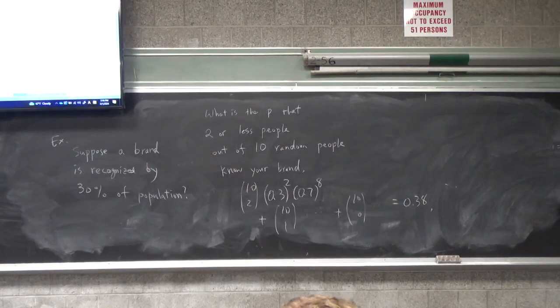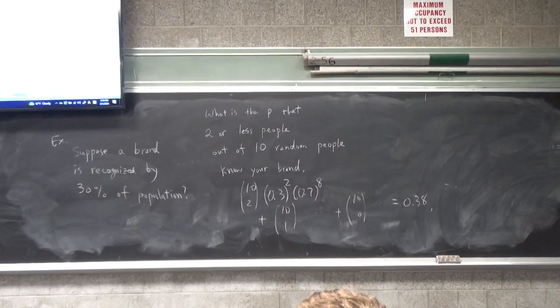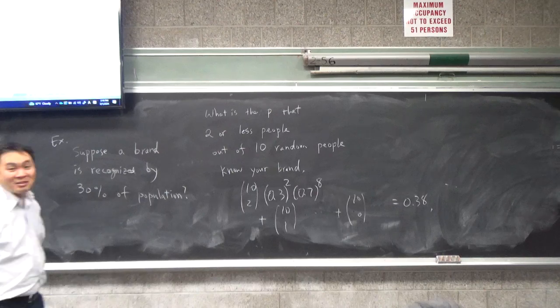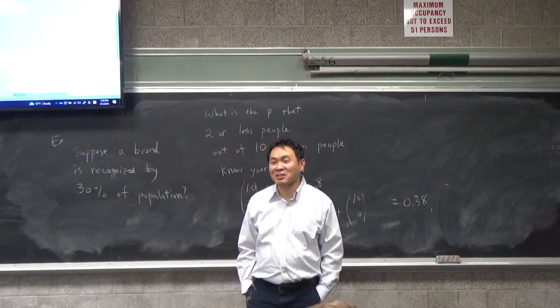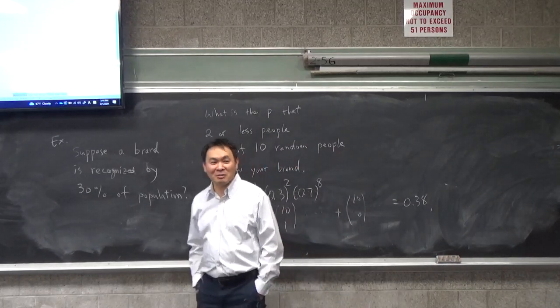But what if it was different? What if the company said, oh, we've increased your brand name recognition to 70%. But you still go out and find only 2 people recognize your brand. How's that? That's very suspicious, right? So that'll be like changing 0.3 to 0.7. And if you do the same calculation with 0.7, what's the probability? 0.0015. What does that mean? That would almost never happen. Yeah, that almost never happened. And your marketing company is lying to you. You should fire them.